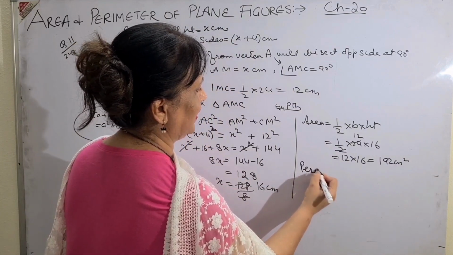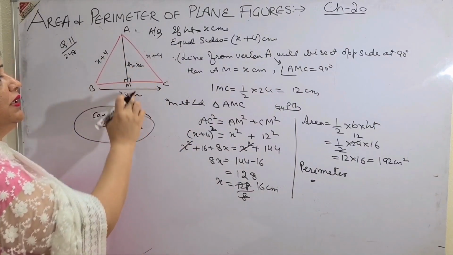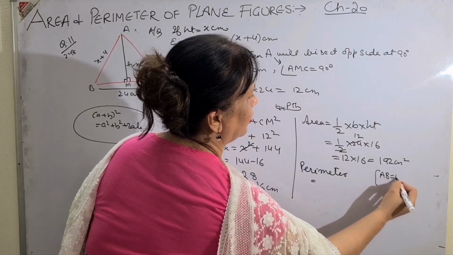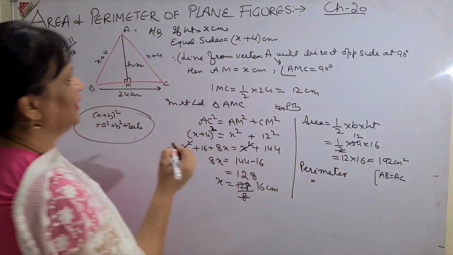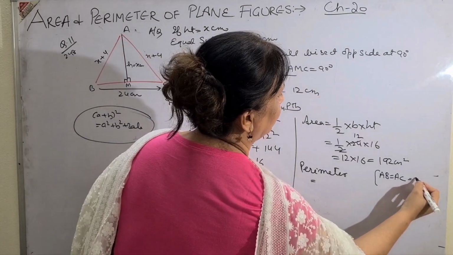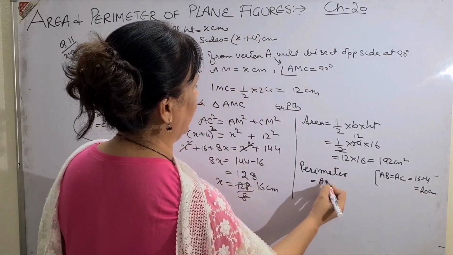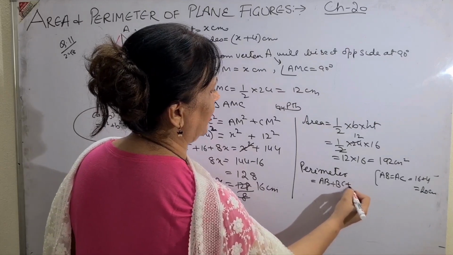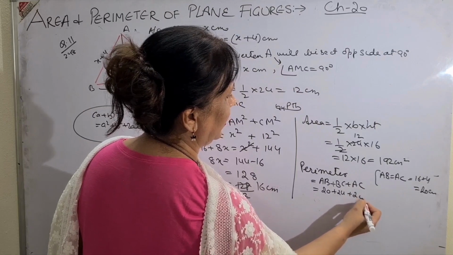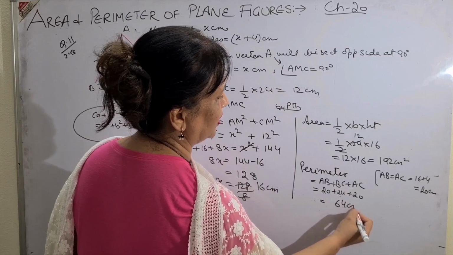And if perimeter is asked, you know what is perimeter. Perimeter is the sum of the length of the boundary. Since x is 16, at the side I am writing AB is equal to AC, because these both sides are equal, AB and AC. So this will be x plus 4, that means 16 plus 4, 20 centimeter. So ultimately my perimeter will be AB plus BC plus AC, that is 20 plus 24 plus 20. AB and AC we have found, BC is given in the question, so this is 64 centimeter.